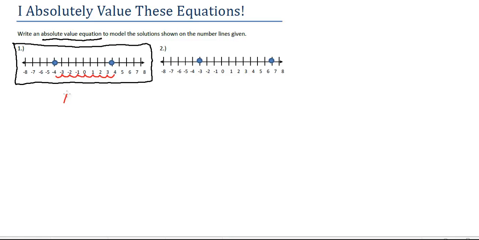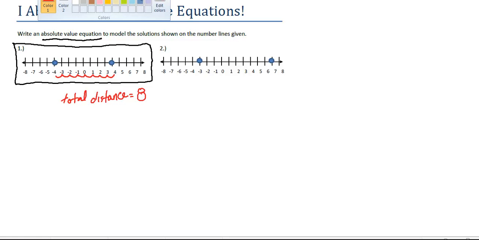So what we're looking at here is the total distance, which is 8. Now with absolute value, since we're talking about an equation, we're going to use the brackets for the notation. We know there's going to be an x in there, and this second part could be a minus, could be a plus, who knows, could be anything.